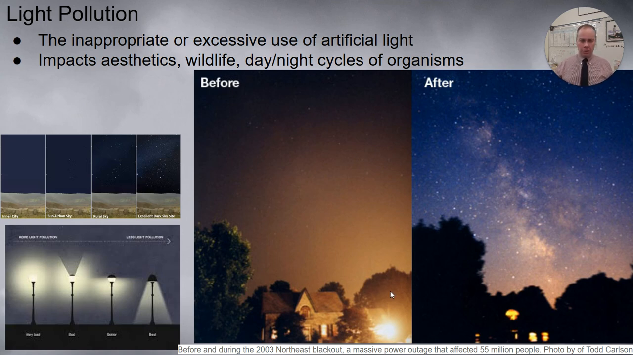And so this is a picture of the night sky during normal times, and you can see some stars there, but not a ton. There's a lot of light pollution here. But during that time when there was the blackout, you can see what a difference there is. You can see the Milky Way, you can see so many more stars. So there are impacts that light pollution can have on aesthetics as well as other things.